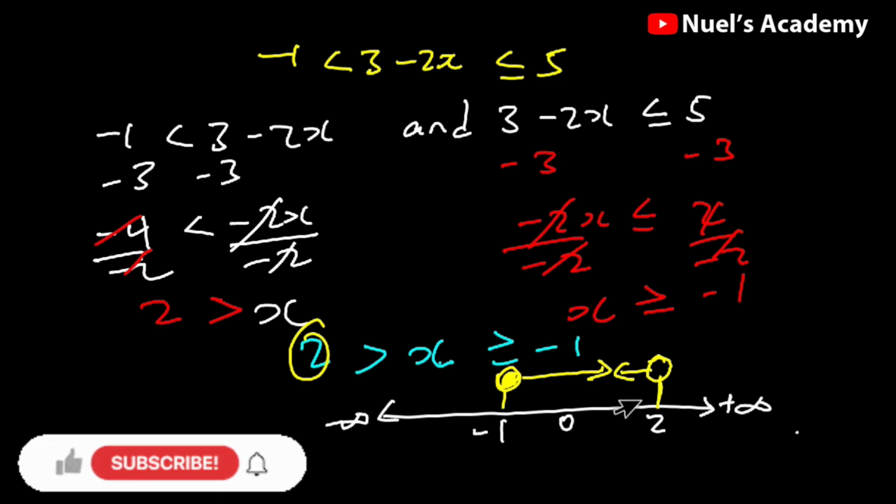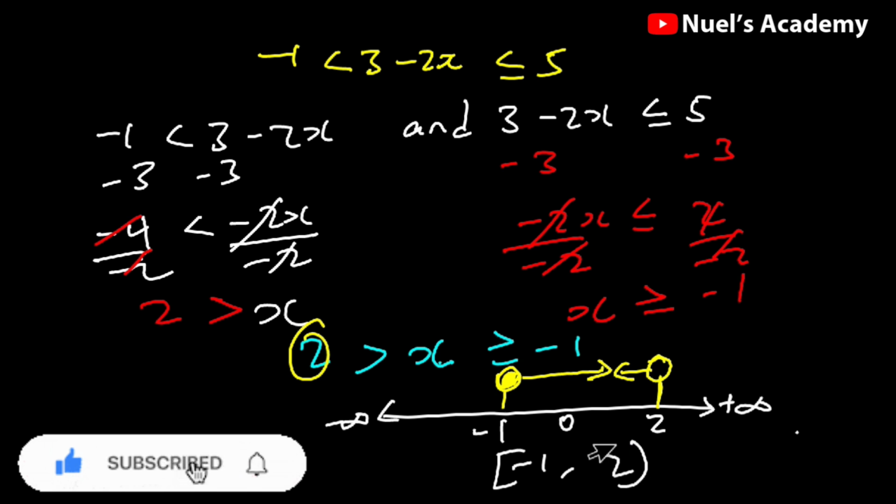Then to represent it in interval notation, we're going to have -1, then comma 2. I use a bracket on this side because -1 is inclusive, and a parenthesis on this side because 2 is not inclusive. So 2 is not included. The possible values of x must be less than 2, and for this part it must be greater than or equal to -1.